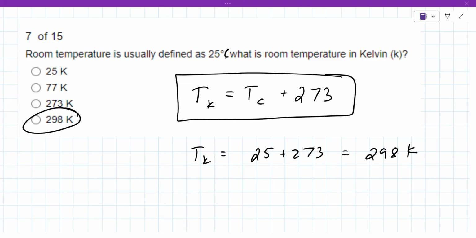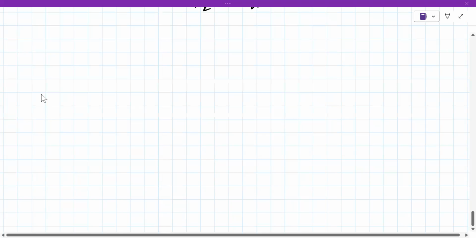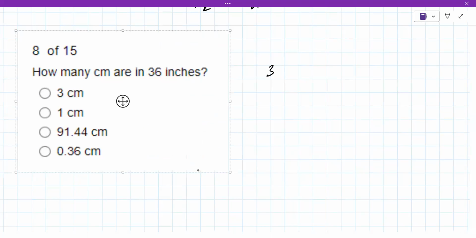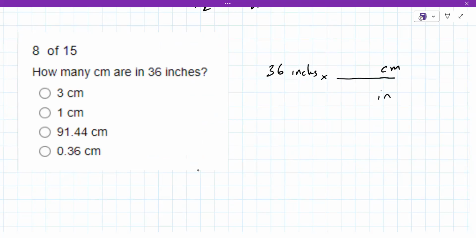Okay. All right, how many centimeters are in 36 inches? So you start with the given quantity, 36 inches. And then there are conversions between inches to centimeters. I believe that 1 inch is 2.54 centimeters. So this is one of those again that you will have to know. And I don't know which ones you will need to know.